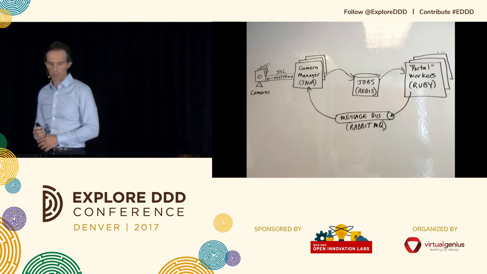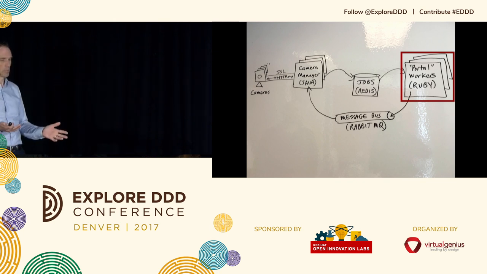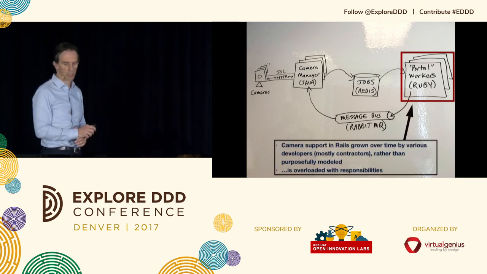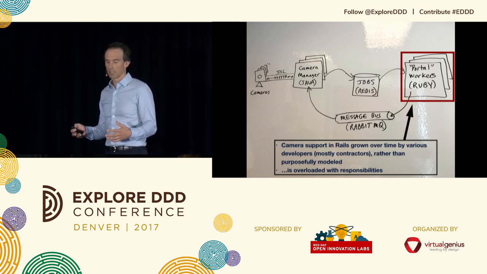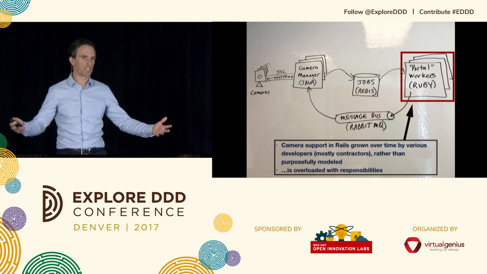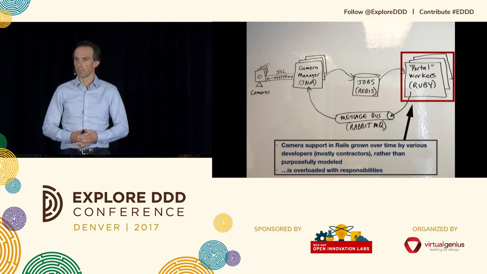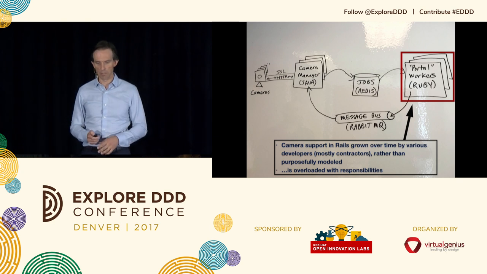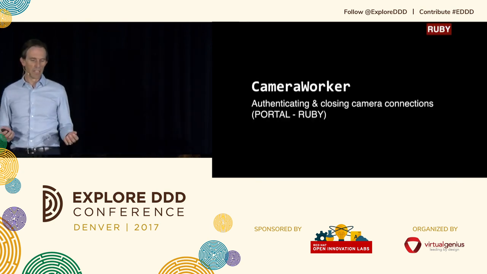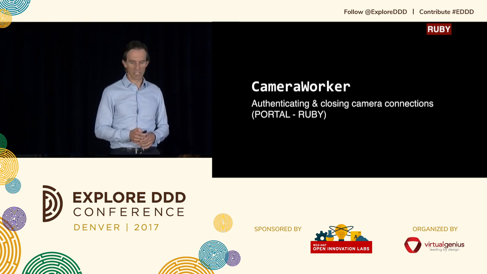Okay, so that's some of the Java side that we were dealing with. So not a big issue, but what I want you to understand is I'm just showing you a tiny bit that's indicative of everything else that we were dealing with, and that'll be the case through this whole talk. So on the Ruby side, what we had with these portal workers was that the camera support in Rails had evolved over time, and like a lot of teams, we've had contractors come through who did the best that they could, but weren't always paying attention to the model itself, and there were a lot of responsibilities. So here's an example. This is the camera worker that is responsible for authenticating and closing camera connections.